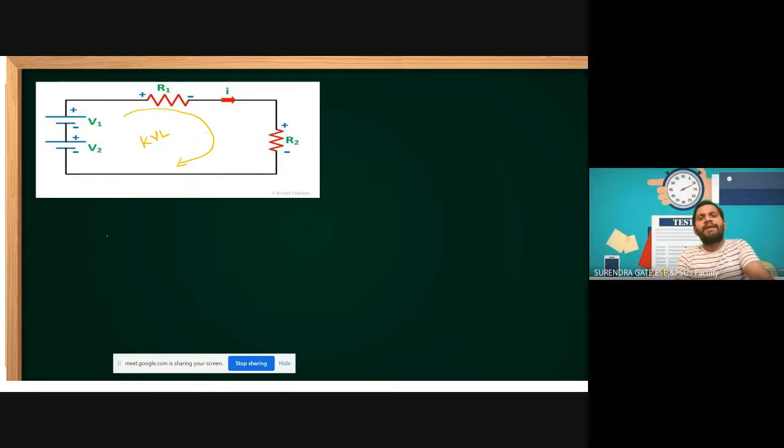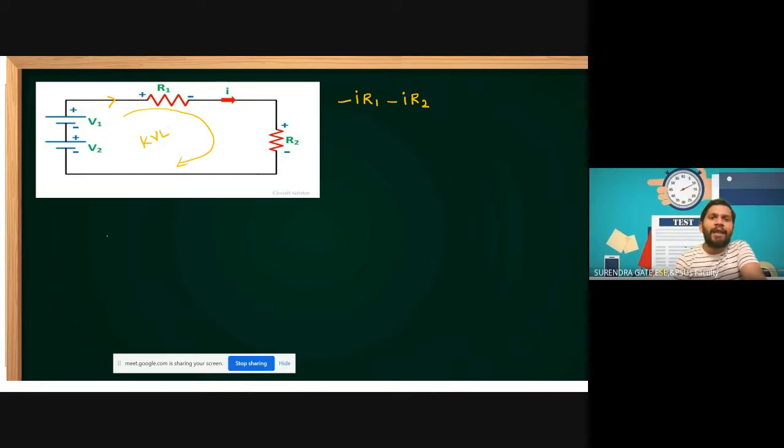Now I am applying the KVL for this. The current direction is given. The voltage drop across the resistor is a drop. Drop means you take the negative, minus IR1. Drop means negative, minus IR2. Drop means falling, and falling means negative, so you take minus IR2.